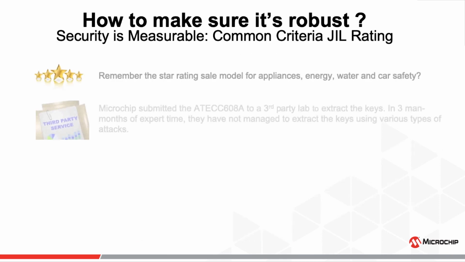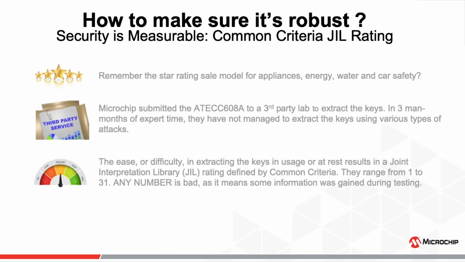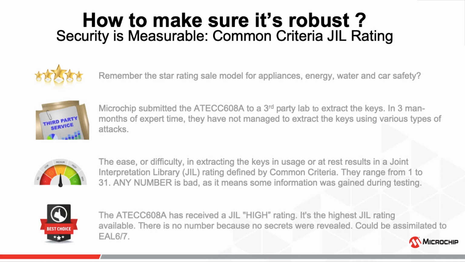So how do we make sure the device is robust? We work with third-party labs, and one of the latest lab test reports we got granted the device what we call a JIL high rating. So how a JIL high rating works: we provide those third-party labs the files that they require from us to test our device, and they try to extract the private key.